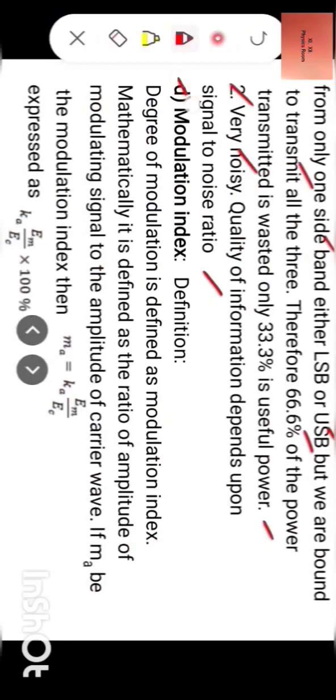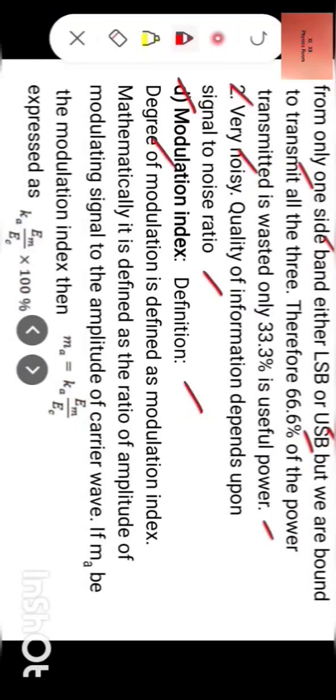Now we come to second disadvantage. Amplitude modulation system is very noisy. Quality of information depends upon signal to noise ratio. Okay, these are the two main disadvantages of amplitude modulation. That is 66.6% power is wasted and quality of information depends upon signal to noise ratio, and it is very noisy.